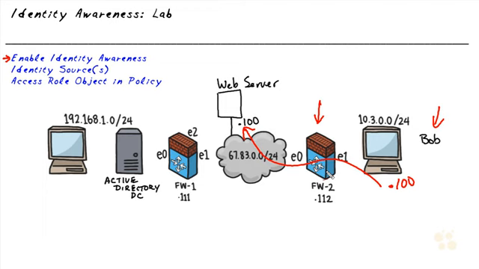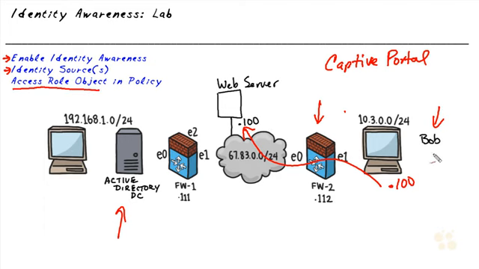Now, to pull this off, we're going to want to enable identity awareness on Firewall 2 so it has that capability. Secondly, we want to identify the sources of how Firewall 2 can learn and associate users with specific IP addresses. A couple of options include we could train Firewall 2 to use Active Directory if we're in a Microsoft environment. That's also presuming that Bob is logging in and is part of Active Directory. Or if Bob is on a mobile device or some other device that's not part of Active Directory, we could do a captive portal.